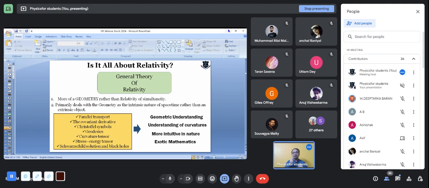Somebody asked me why general relativity is difficult and special relativity is easy. The answer to your question is not the mathematics. You know mathematics much better than me. But the problem is that geometry means visualization, geometry means intuition, geometry means abstractness.